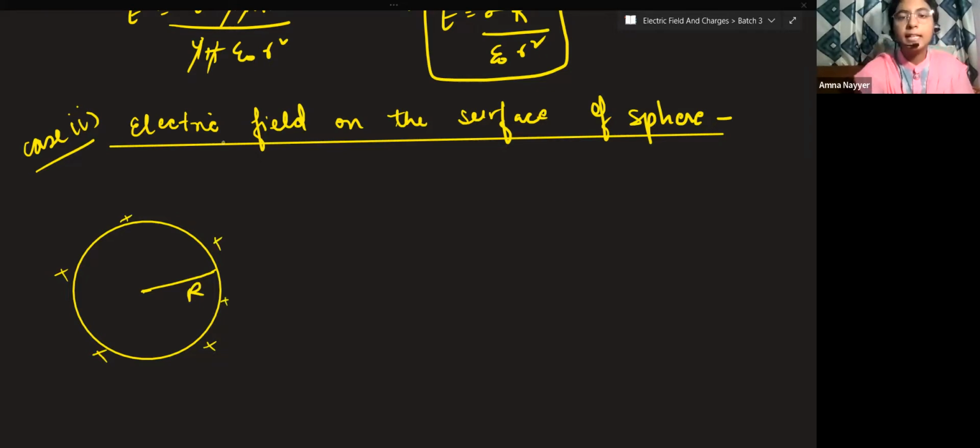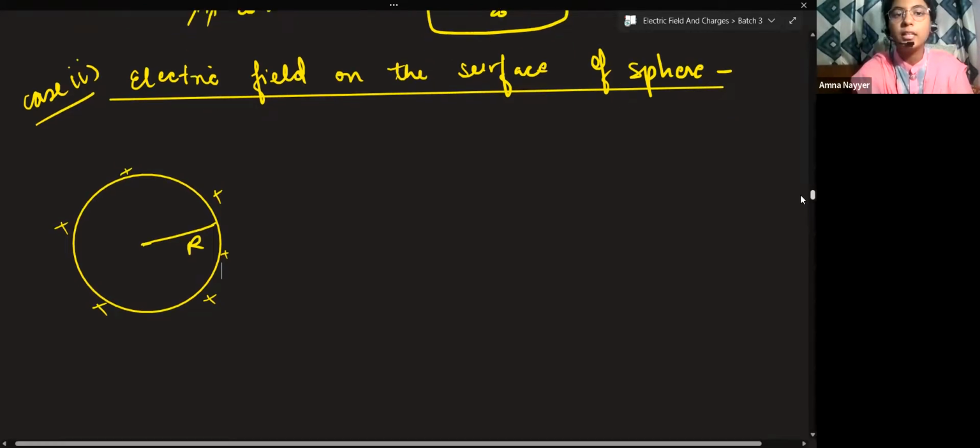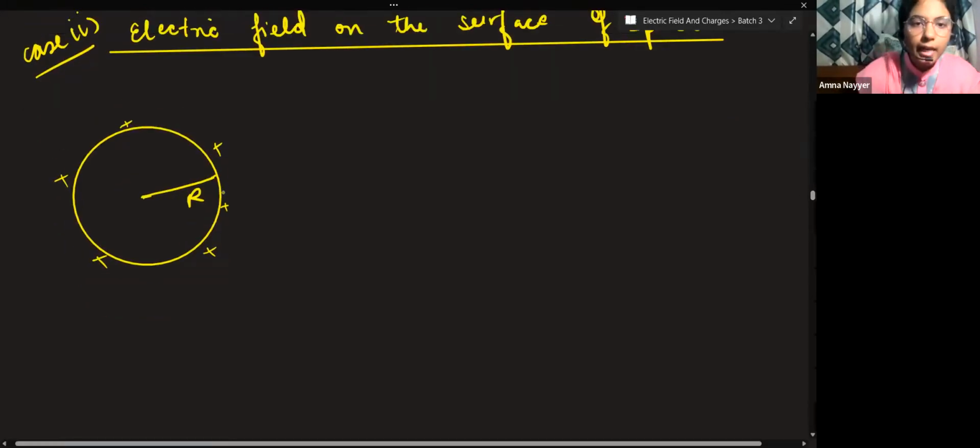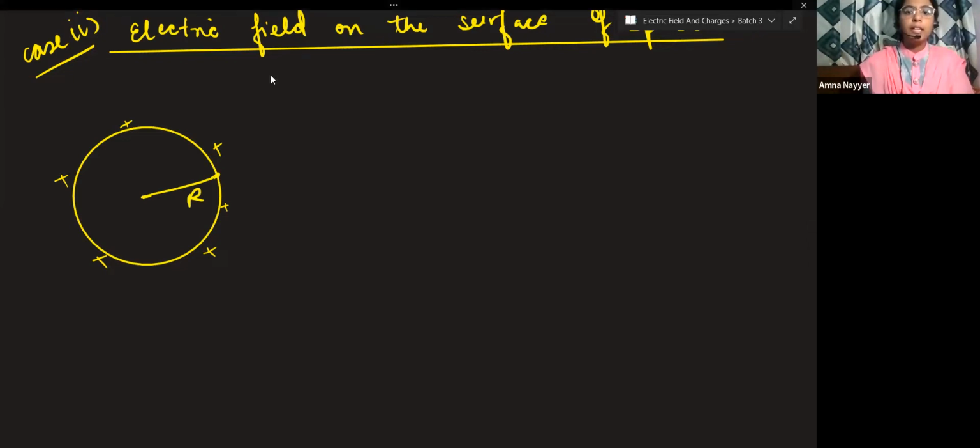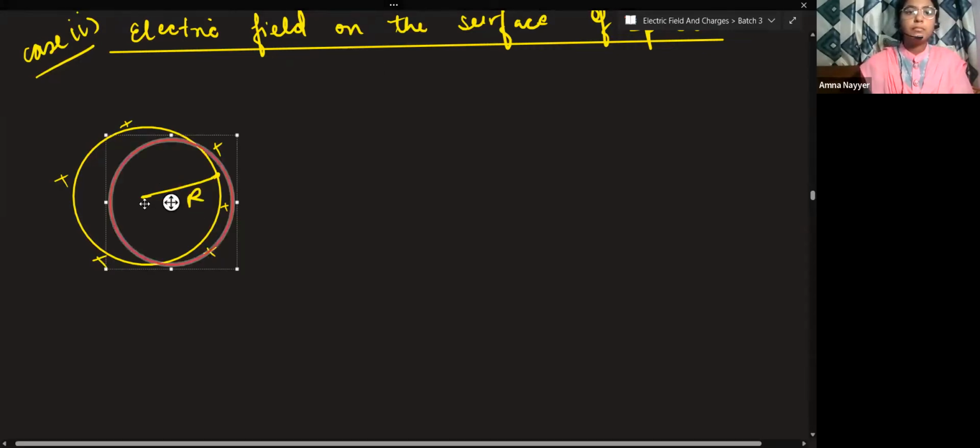See, now the second case is electric field on the surface of the sphere. It means my point is where? My point is lying here only, on the surface. So where will the Gaussian surface be? The Gaussian surface will also be coinciding with this. If I draw the Gaussian surface, this will be the Gaussian surface only. The radius of the Gaussian surface will be small r if I want to calculate.